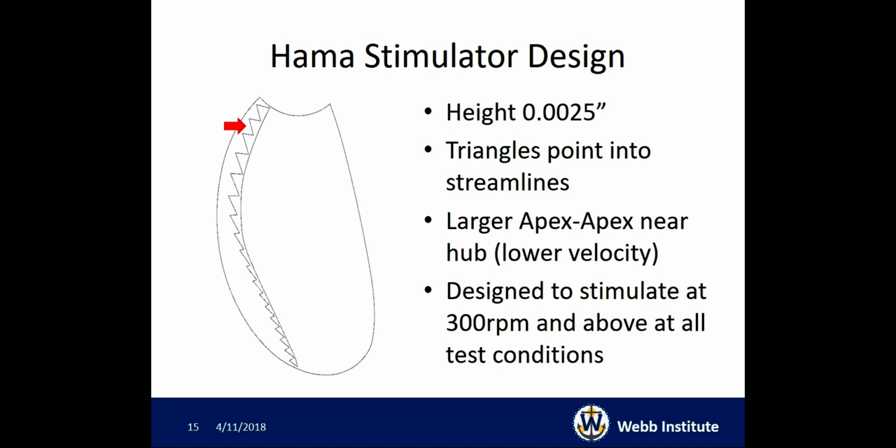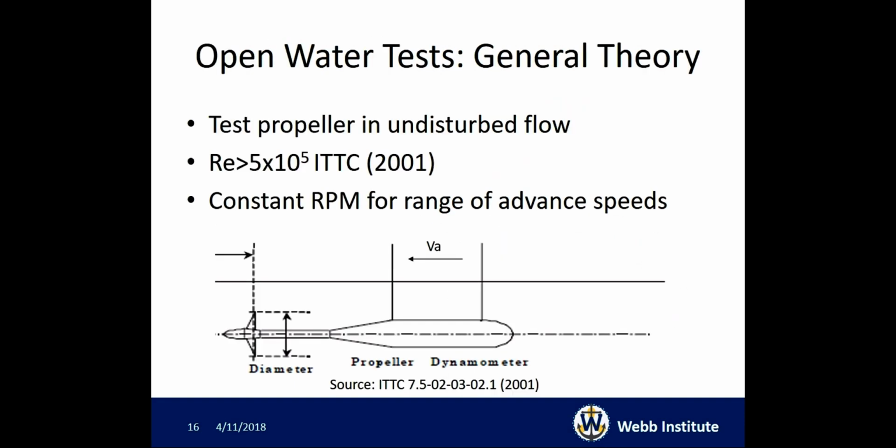The stimulators I also designed to only stimulate at 300 RPM and above, where I tested in this thesis between 100 RPM and 1100. Therefore, I would have some data where only the parasitic drag would be included in the test results, allowing me to make a comparison and hopefully determine if turbulence was stimulated or not.